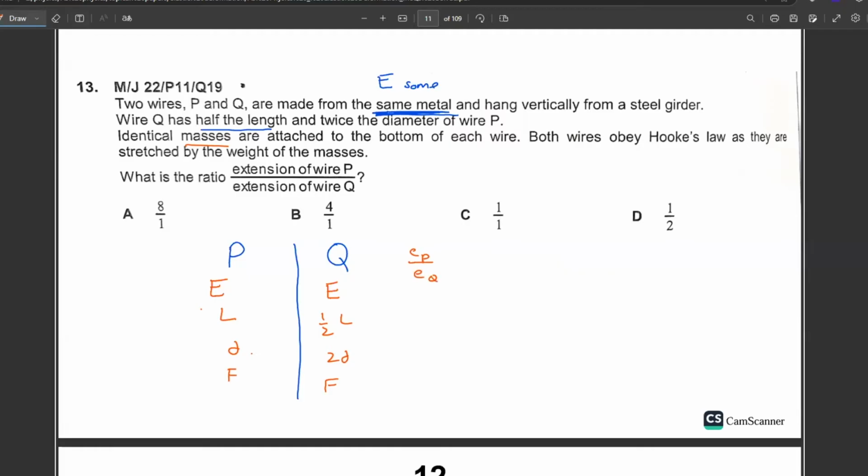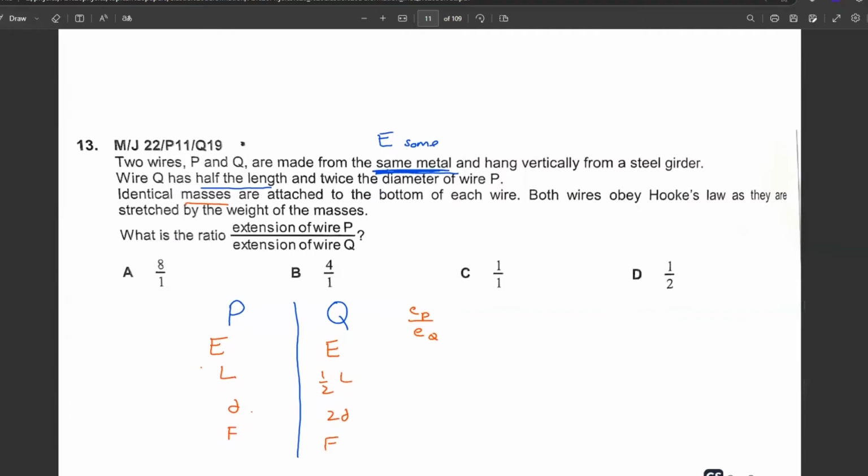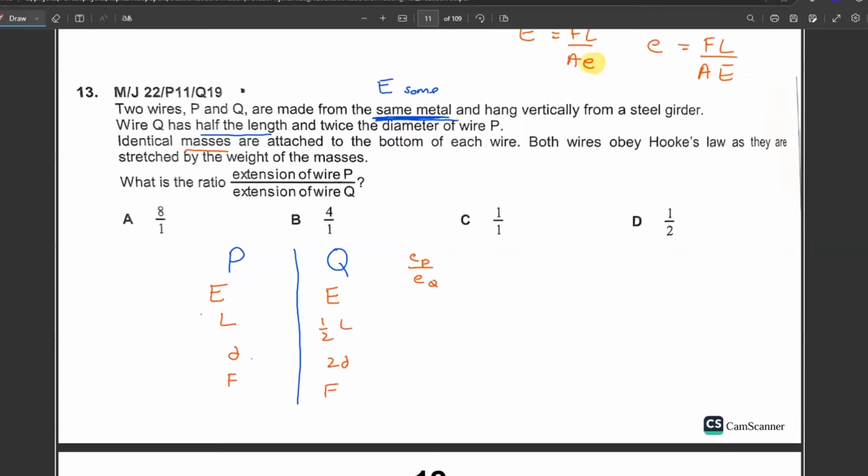First of all, do you remember this formula? Young's modulus is equal to FL over AE. Can I make extension the subject here? Yes. Extension is equal to FL over A, capital E. Perfect. Let's calculate the extension of P. What is the force? F. What is the length? L. What is the area? A. What is the Young's modulus? E. Divided by the extension of Q.